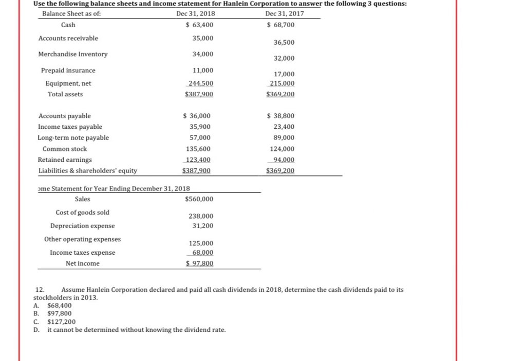The next set of questions. Use the following balance sheets and income statement for Hanline Corporation to answer the following 3 questions. And we've got the balance sheet at the beginning of the year, or the end of the previous year, and then the next year. And again, this is the more common format, that the more recent year is on the left. We have the elements there.